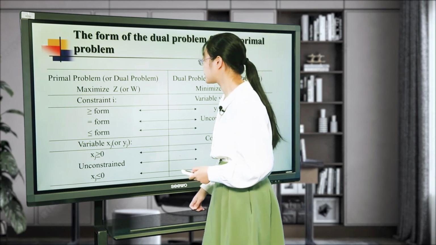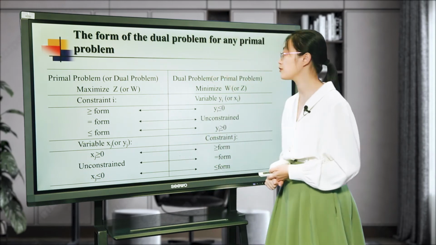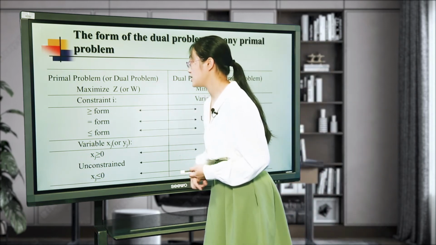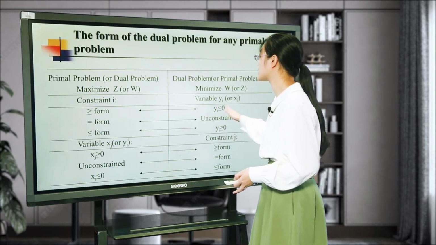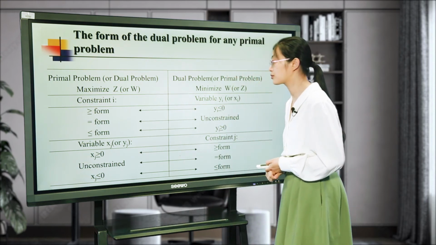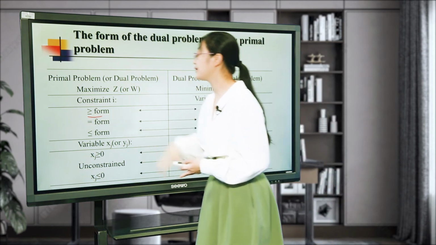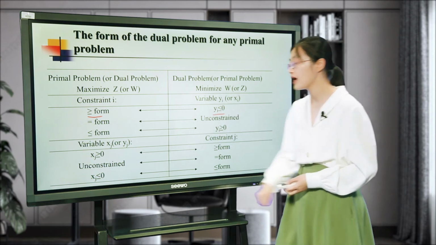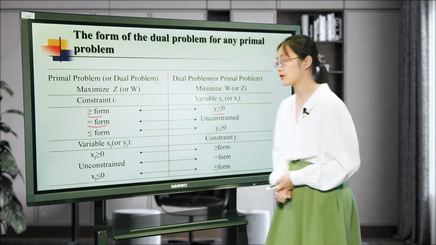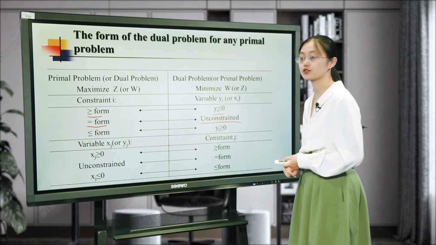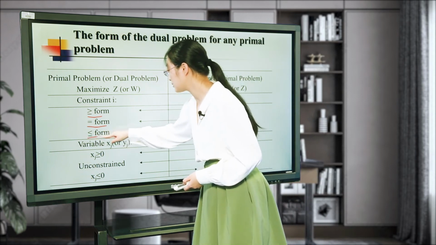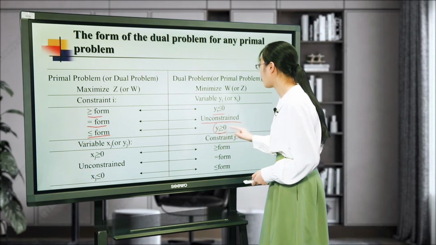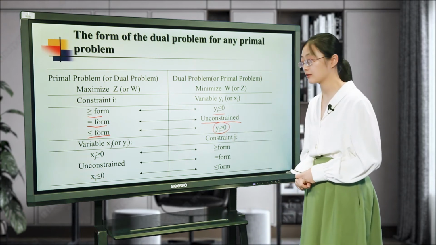So if the primal problem is in the maximization form and the dual problem is in the minimization form, then each constraint of the primal problem corresponds to a variable in our dual problem. If the constraint is in the bigger than or equal to form, the variable will be less than or equal to 0. If the constraint is in the equal form, then our variable will be unconstrained. If the constraint in the primal problem is the less than or equal to form, the standard form, then our variable in the dual problem will be non-negative.